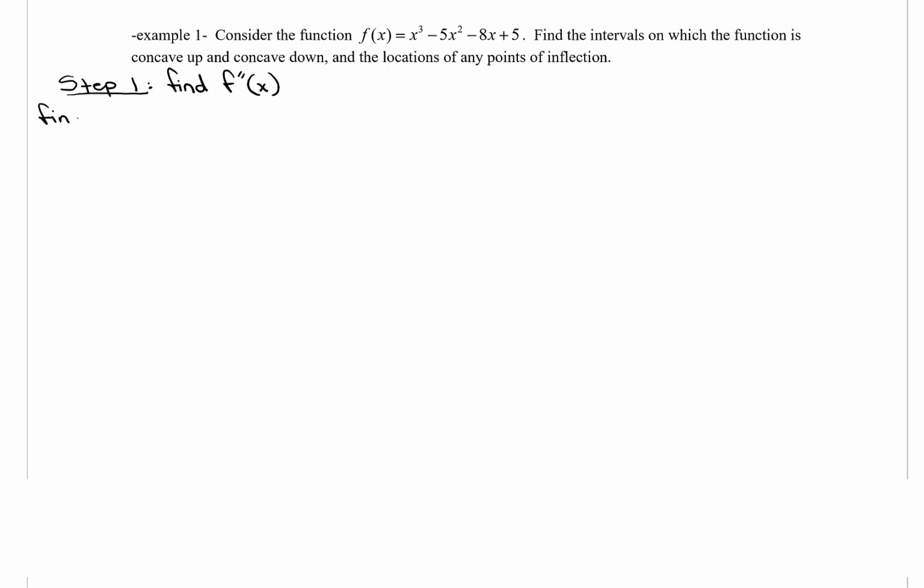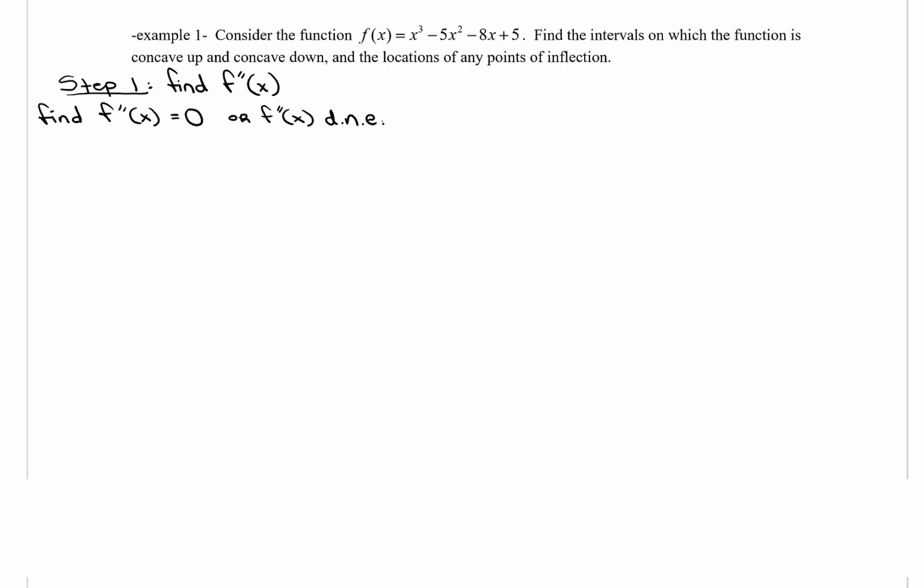After we find f double prime of x, we're going to find where f double prime of x is equal to 0, or where f double prime of x does not exist. Because remember, when you are looking for possible points of inflection, you are going to want to find either where f double prime is equal to 0 or where f double prime does not exist.